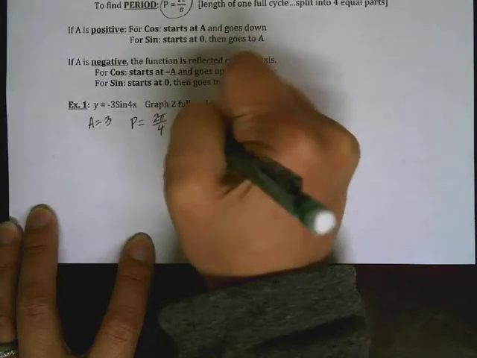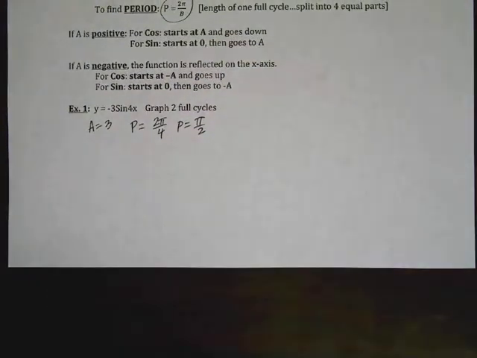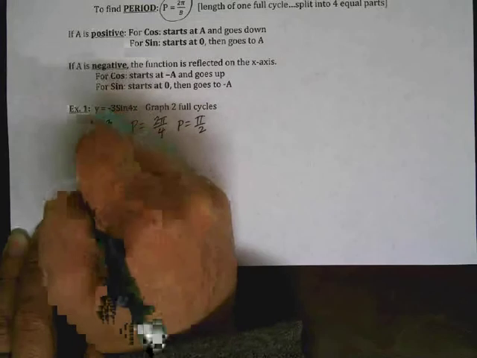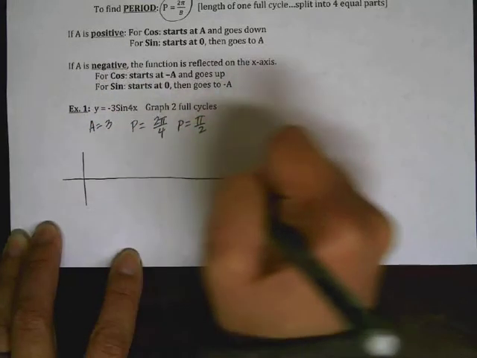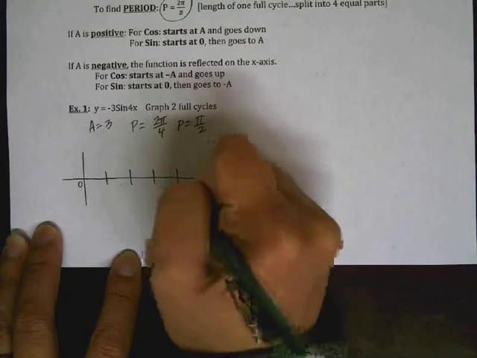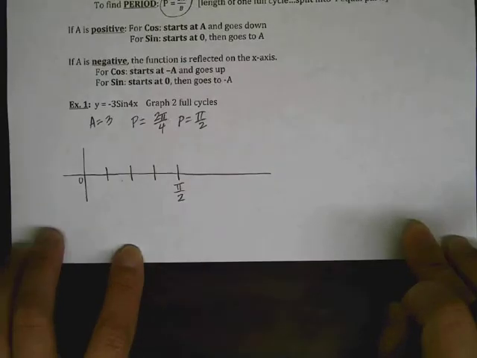So the period is going to be pi over 2. That means your cycle is going to go from 0 to pi over 2. So that means that we need to split up 0 to pi over 2 into 4 equal parts. So we're going to start off by first drawing our 4 parts. So 1, 2, 3, 4 starts at 0, and your cycle ends at pi over 2. So we're going to split up that into 4 equal parts.